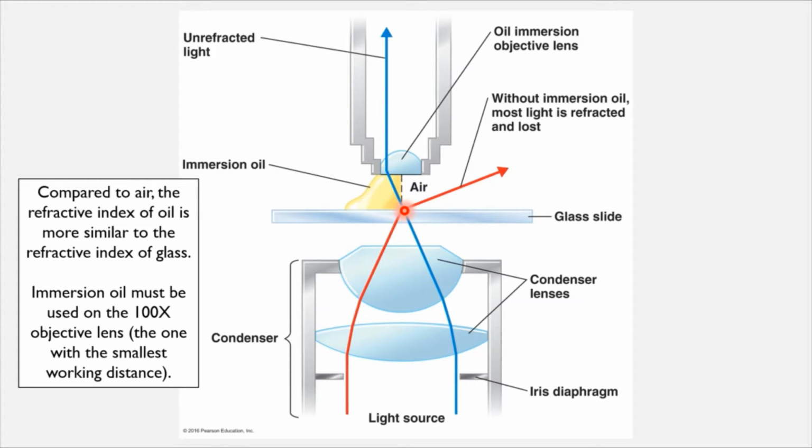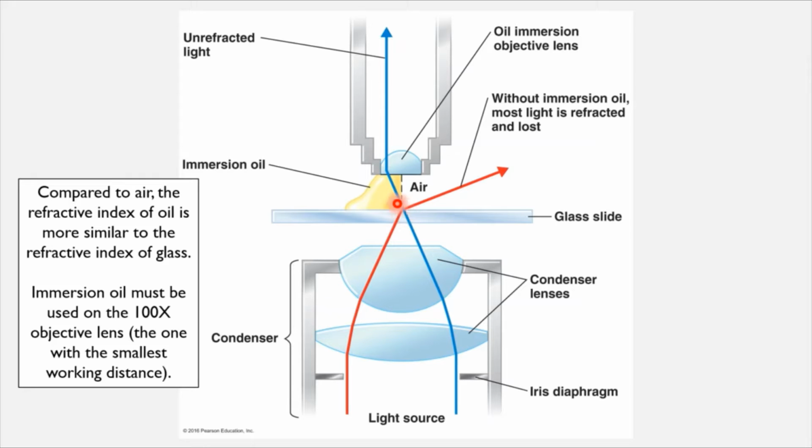The solution to this problem is to add a drop of immersion oil to the surface of the glass slide. Compared to air, the refractive index of oil is more similar to the refractive index of glass. What this means is that when a beam of light passes up through the glass microscope slide and into oil rather than air, it will bend less than when it passes from glass into open air.